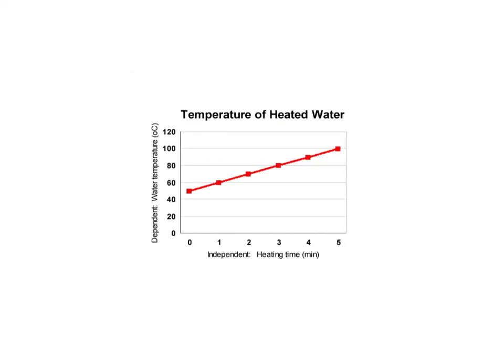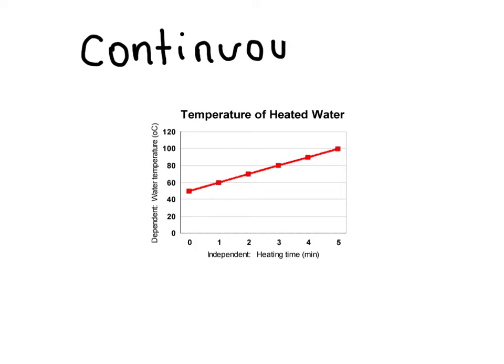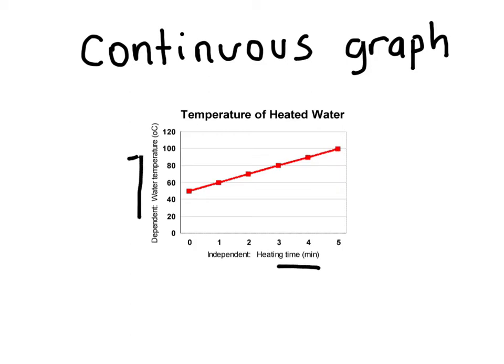Here we have a graph that's an example of a continuous graph. Unlike a discrete graph, in a continuous graph there is meaning between the points. For instance, this graph shows the temperature of heated water. Along the horizontal axis we have time in minutes, and along the vertical axis we have the temperature of the water. So you can see that as time progresses, the temperature of the water increases.